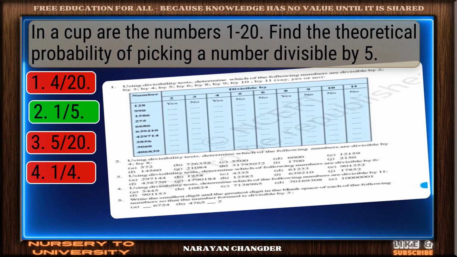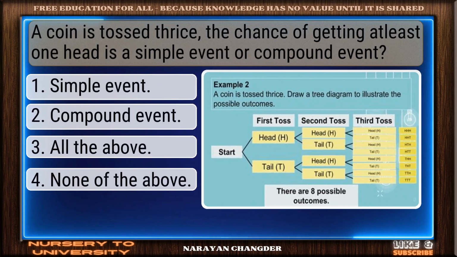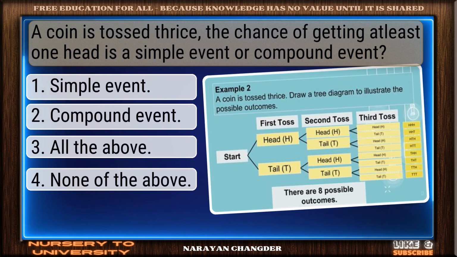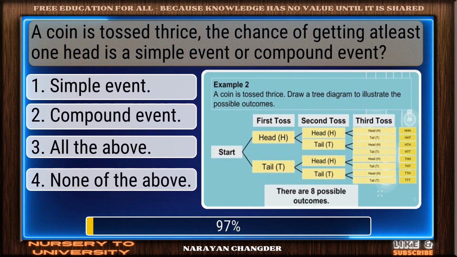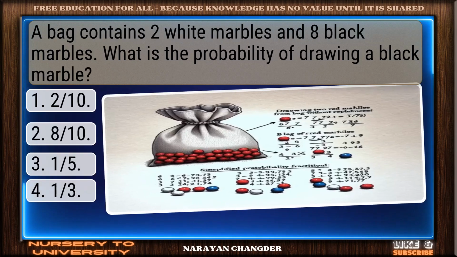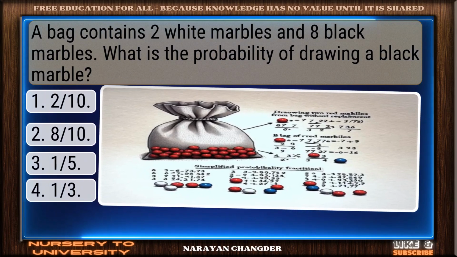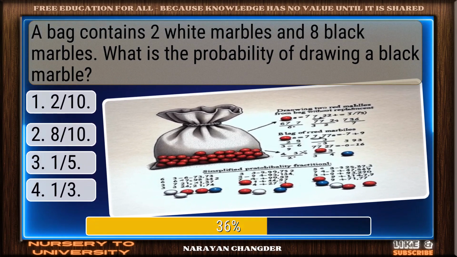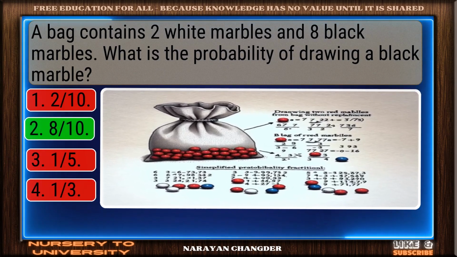Well done. 1/5 is right. A coin is tossed thrice. The chance of getting at least one head is a simple event or compound event. Good job. Compound event works well. A bag contains 2 white marbles and 8 black marbles. What is the probability of drawing a black marble? Well picked. 8/10 is correct.